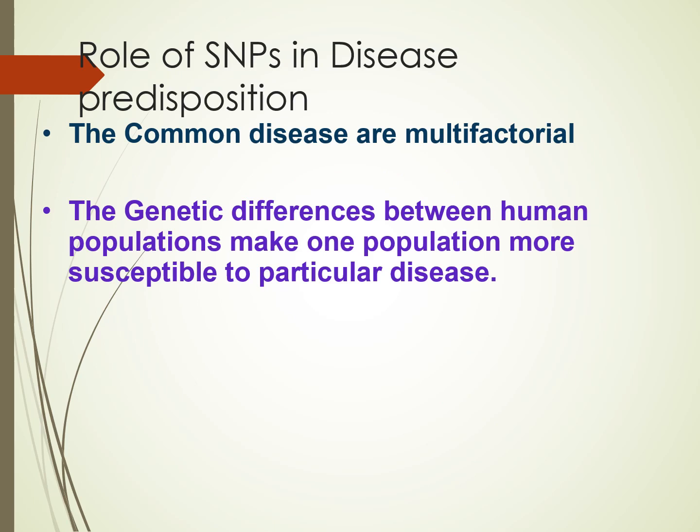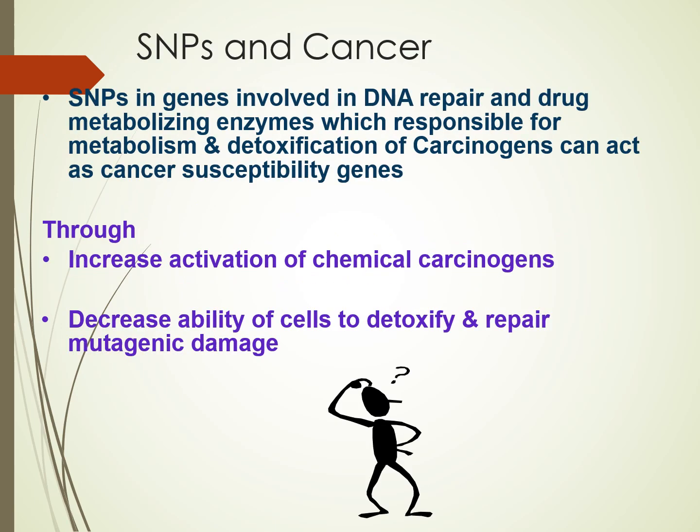Then the role of SNPs in disease predisposition. All these common diseases are multifactorial, dependent on the interaction of many genes, and the genetic differences between human populations make one population more susceptible to a particular disease. Then SNPs and cancer. Now, SNPs in genes which are involved in DNA repair or drug metabolizing enzymes, which are responsible for metabolism and detoxification of carcinogens, can act as cancer susceptibility genes.